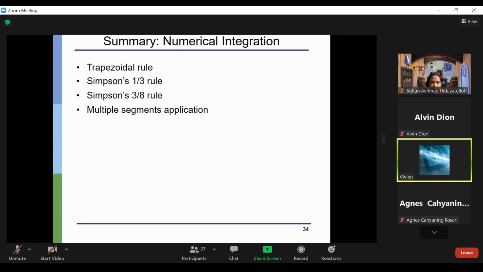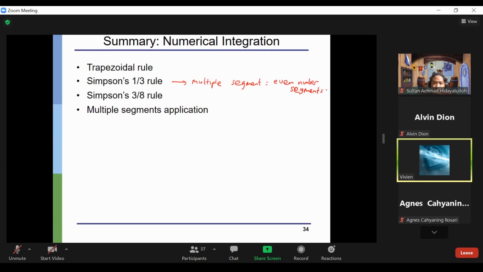Please be careful that Simpson's 1/3 rule requires at least 2 segments to obtain the equation. So if you want to apply multiple segments for Simpson's 1/3 rule, there is a special requirement: it can only be used with an even number of segments.